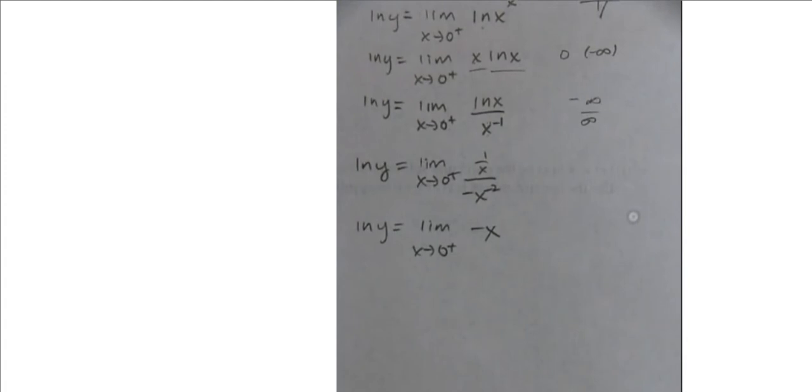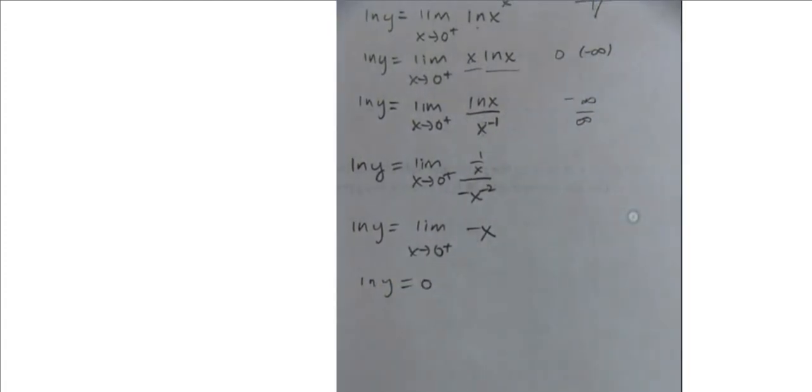Okay, on this one, if you multiply both sides by x, squared over x is just an x, and you have a negative, so that's how we ended up here. This is just simplified. Now, if you plug a 0 in, you can clearly see it's 0, so natural log of y is 0. Is 0 the answer? I hope you said no.